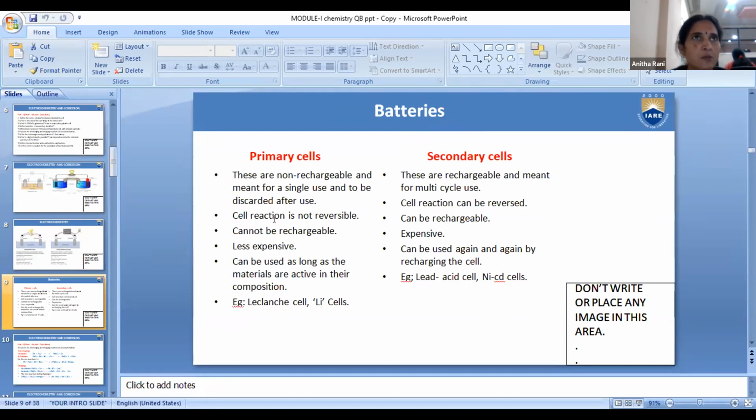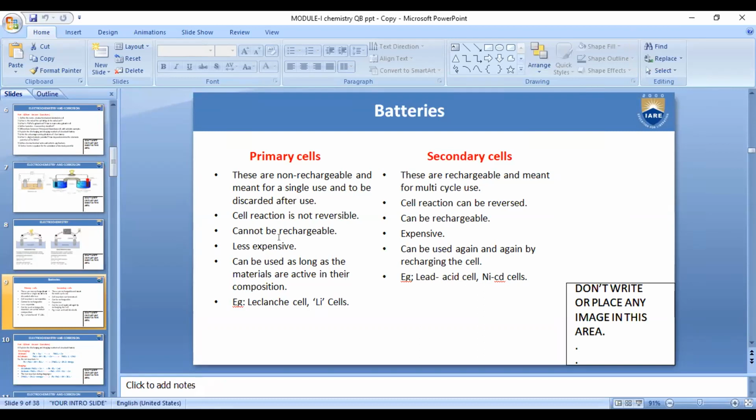Which reaction takes place here in primary cells? It will act as only discharging. Only the discharging reaction is taking place, not charging. If you apply electricity also, it does not work. Only the discharging reaction. What is the discharging reaction, students?